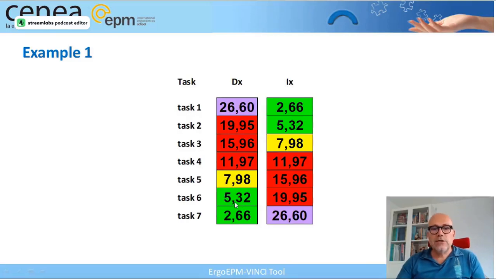This is called intrinsic risk, and it allows us to see that there is a task that is very demanding for the right upper extremity, but very light for the left. And other tasks that are very light for the right upper extremity are, on the other hand, demanding for the left.